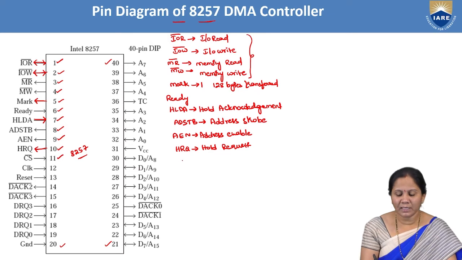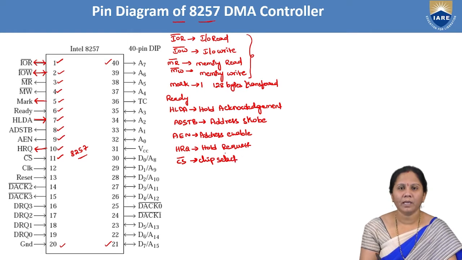And the 11th signal is CS bar. So CS bar represents chip select. Okay. So this is CS bar. It is an active low signal. So only when the signal is enabled will this 8257 be activated.